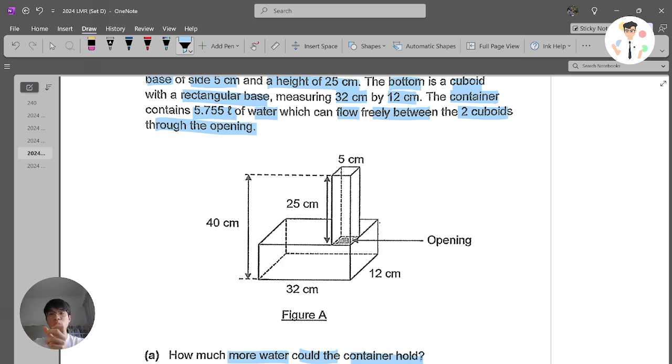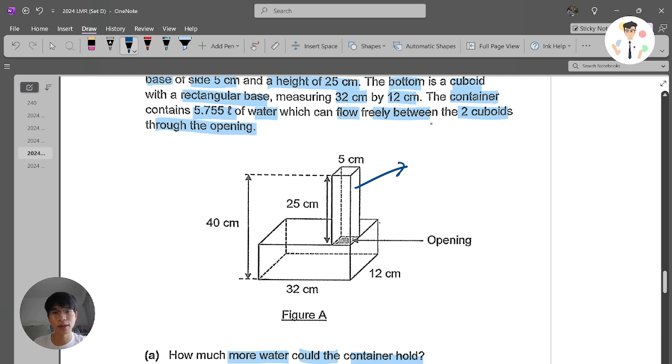So how much more water can be added in? In order to find that, I need to find the capacity of the container in the bottom and the capacity of the container on top to find the total, then subtract the volume of water. So let's try to find this one first, okay?